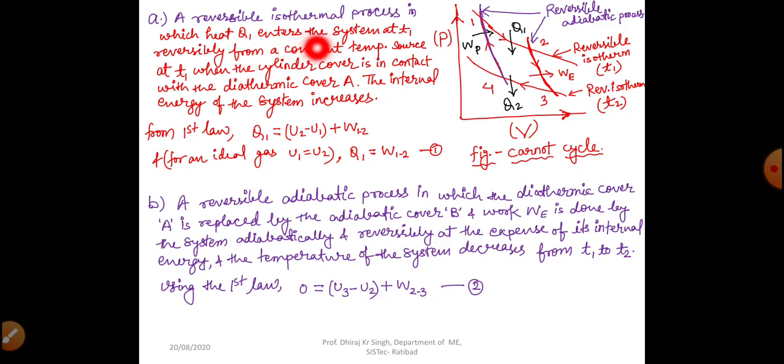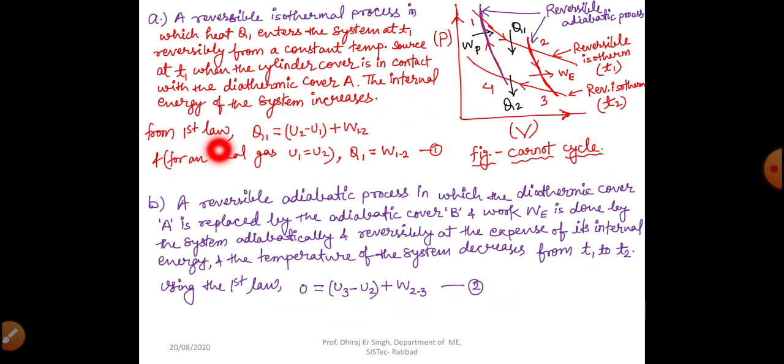Heat Q1 enters the system at T1 reversibly from a constant temperature source at T1 when the cylinder cover is in contact with the dithermic cover A. Right, that means heat transfer is taking place. So in that case, the internal energy of the system increases. Obviously, if we supply heat to a system, then its internal energy will increase.